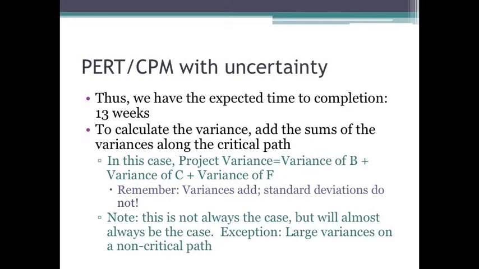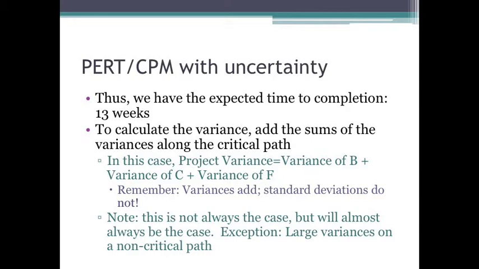And to find the project variance, we just sum up the variances along the critical path. And maybe we calculated this before, maybe not, but if not, well, we would do that at this time. So in this case, we'd calculate the variance of B, using maximum minus minimum and squaring that and then dividing by 36, plus the variance of C, and we'd calculate that by finding the maximum and the minimum completion time for task C, squaring that and dividing by 36, and so on and so forth.